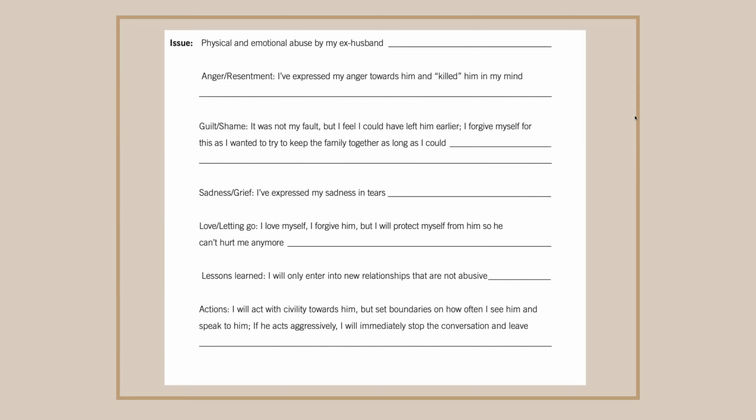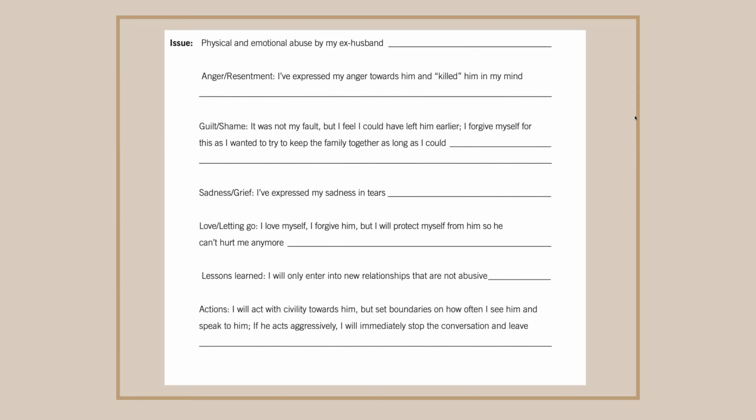So the guilt and shame: it was not my fault, but I feel I could have left him earlier. I forgive myself for this. And I wanted to try to keep the family together as long as I could. So again, you're just coming back to that compassion about these emotions you feel. Sadness and grief: I've expressed my sadness in tears, love and letting go. I love myself. I forgive him, but I'll protect myself from him so he can't hurt me anymore.